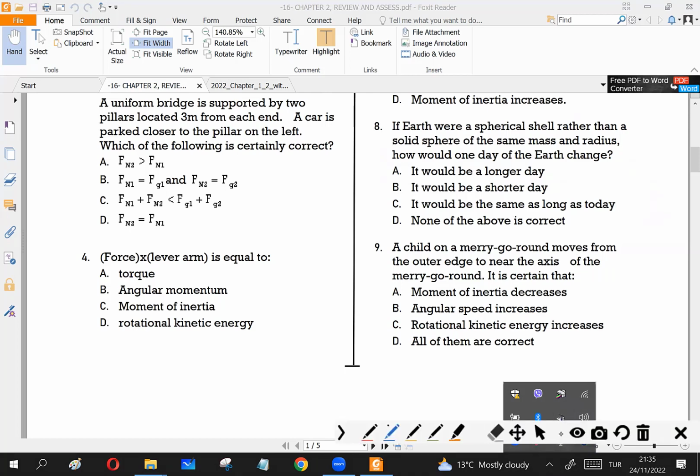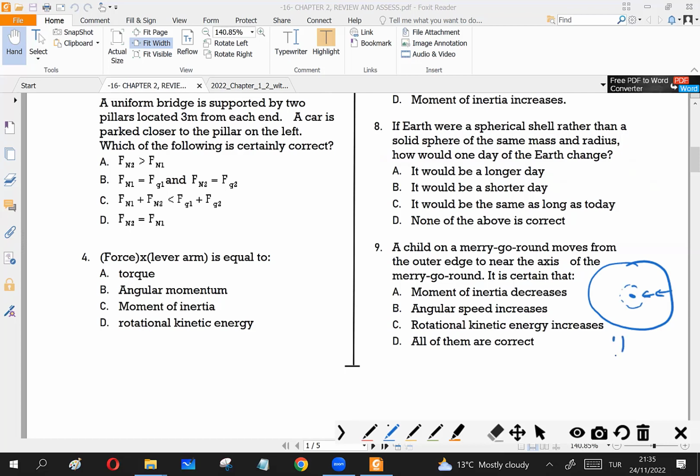Yani if the child starts to move to the center, which means distribution of mass gets closer to the axis of rotation, moment of inertia decreases. To keep angular momentum constant, angular speed must increase. So moment of inertia decreases. This is correct because the child is getting closer to the axis of rotation. Angular speed increases, also correct. Rotational kinetic energy increase is also correct.